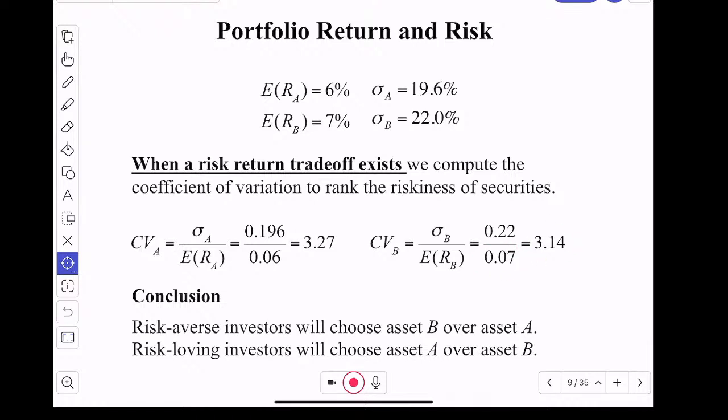So which one gives you a better trade-off? If you're risk averse, you prefer B over A because this is a lower risk than that. If you're risk loving, you take A over B. And looking at this, they're comparable, but not exactly the same, and they do have the trade-off of risk and return. So this is the best way to analyze them, using the coefficient of variation, converting the values into risk per unit of benefit.